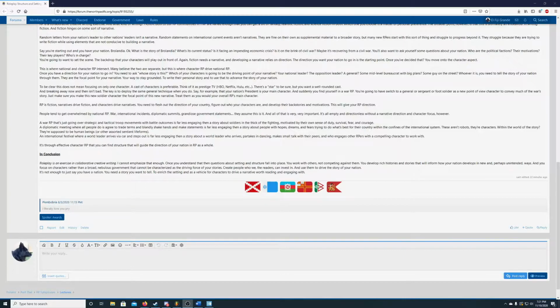Create people who we, the readers, can invest in, and use them to drive the story of your nation. It's not enough to just say you have a nation. You need to have a story you want to tell with it. To enrich the setting as a vehicle for characters to drive a narrative worth reading and engaging with.